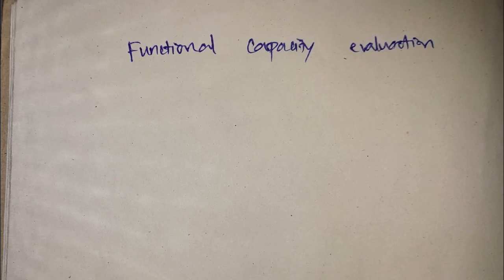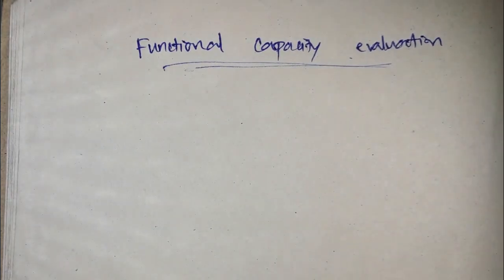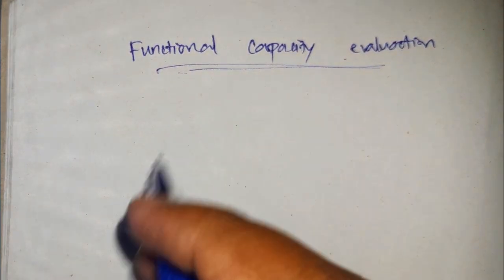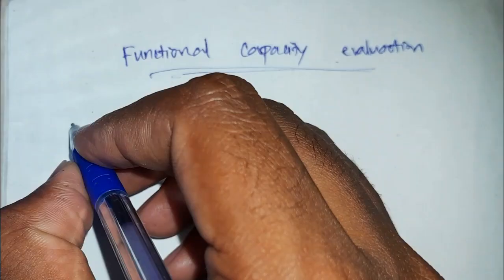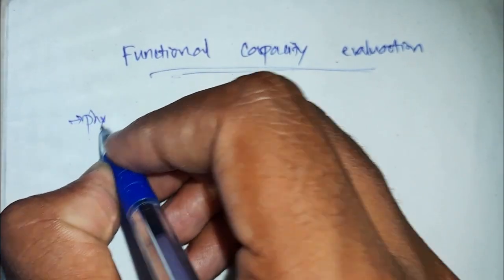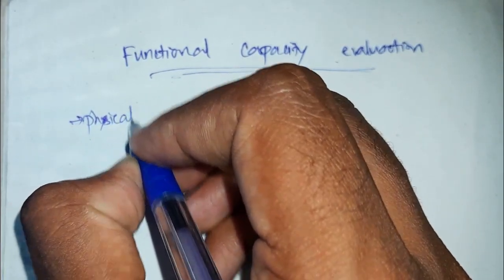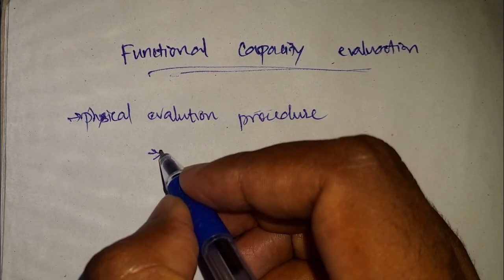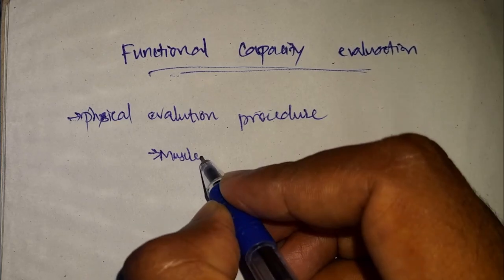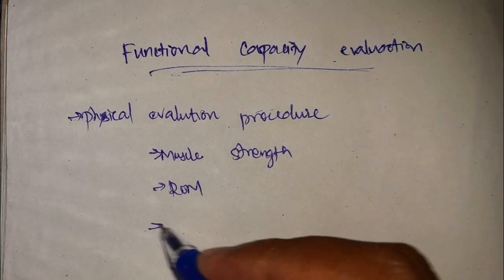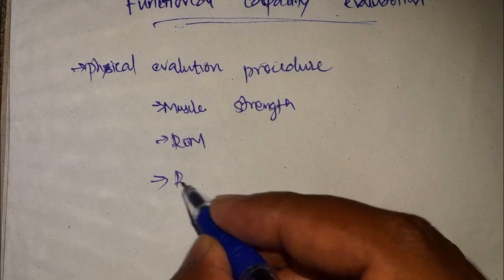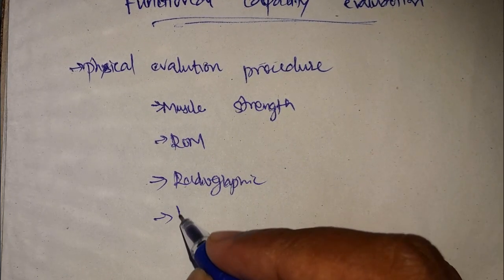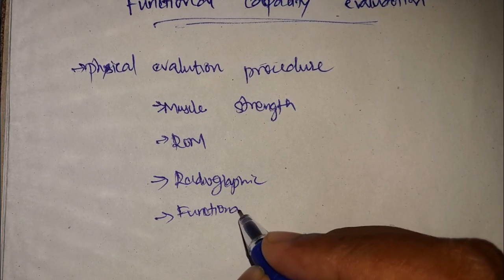Hello all, today we are going to talk about the topic functional capacity evaluation, that is FCE. It is one of the physical evaluation procedures, and one of the traditional methods also. In this we are going to test muscle strength and joint range of motion, and radiographic findings like MRI, X-ray, CT scan, and also some of the functional abilities and any medical signs or symptoms.